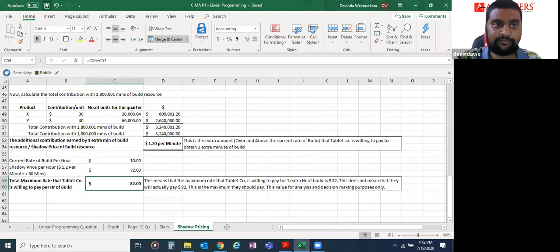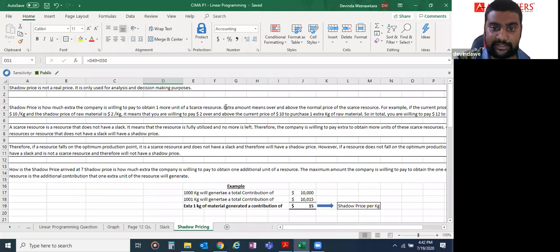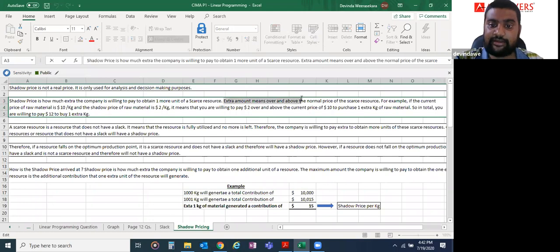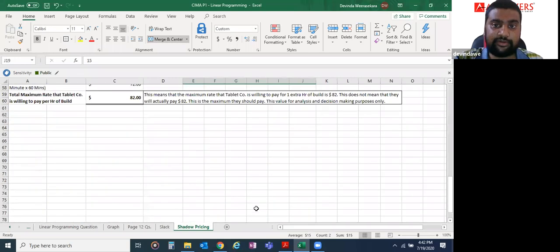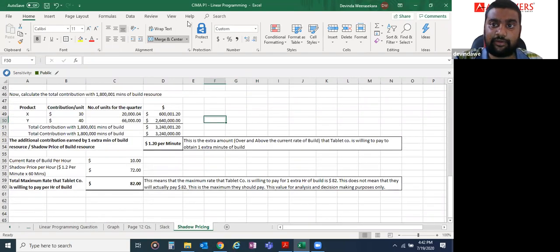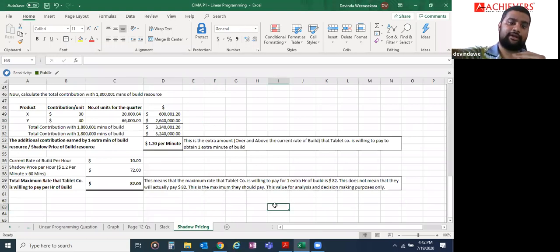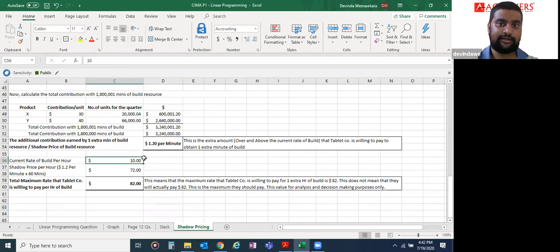Clear? So please listen and focus when I am explaining, because I explained this two or three times. You should listen carefully when I'm explaining. Hope it's clear now. It is always the extra amount above the normal rate. Above the normal rate, how much extra? So the normal rate is 10, the extra rate is 72, so the total rate you're willing to pay is 82. Clear?